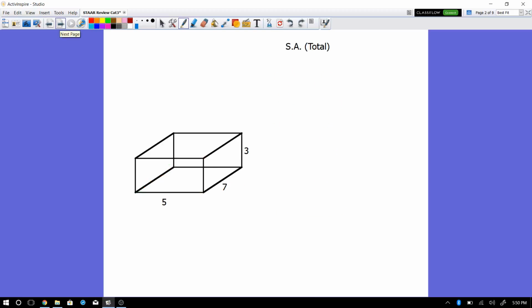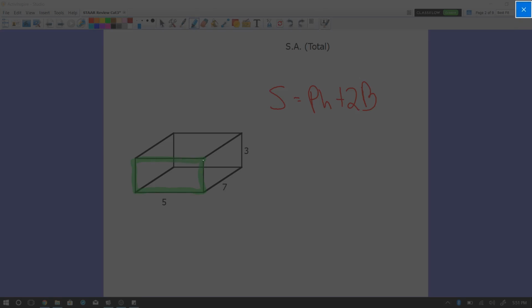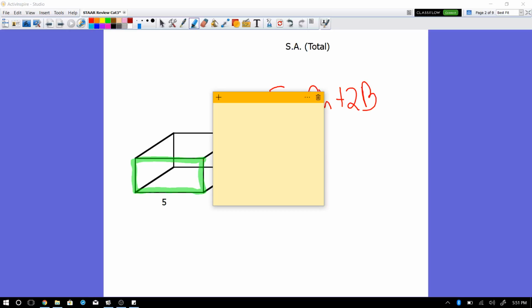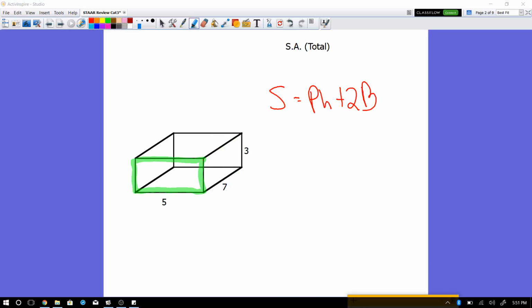Surface area. So I'm going to go down to the surface area section of a prism. We always do total because the pH plus 2B is going to find everything you need. All right, so what we just went over on the last one was we said, you know what, man, I like it whenever you labeled all the pieces that were missing. I don't know why that popped up. I think I touched the screen or something. Oh, I touched the button. That's why. 5, 3, and 3.